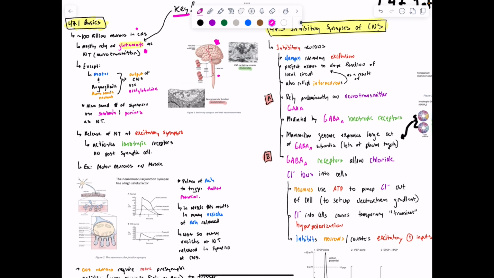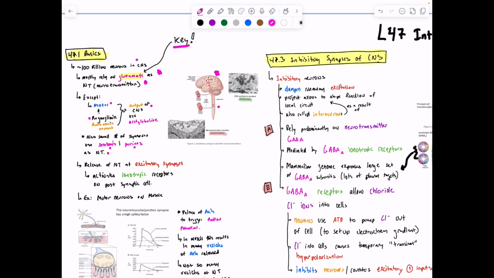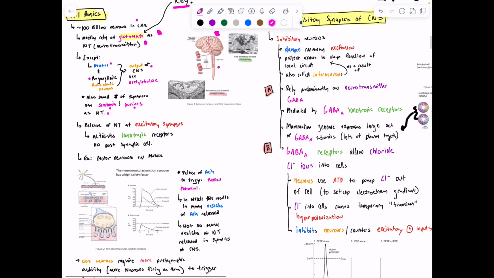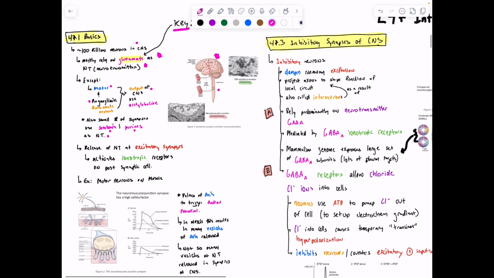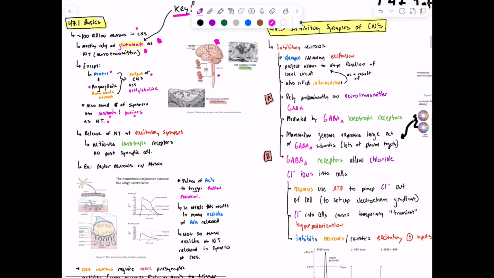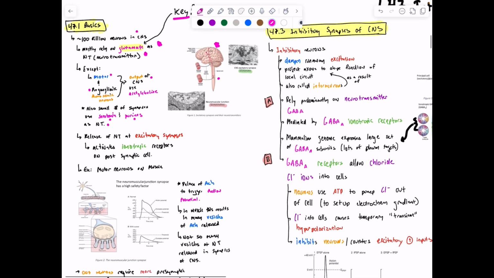Then we have, with the exception, motor and preganglionic autonomic neurons, which are going to use acetylcholine, and then a small number of synapses will use serotonin and purines as neurotransmitters, but for the most part, we're dealing with glutamate as a positive neurotransmitter. We'll see concepts of neuromodulators come up, and some other neurotransmitters, but glutamate, overall, is the main transmitter.